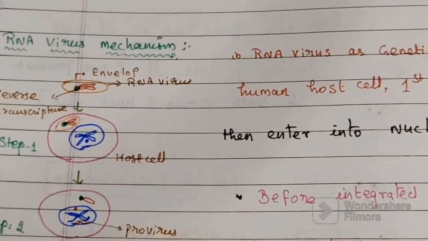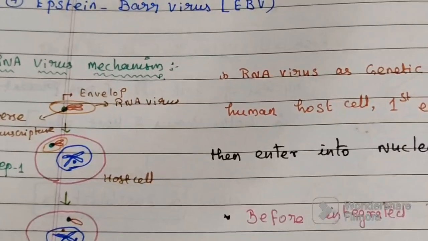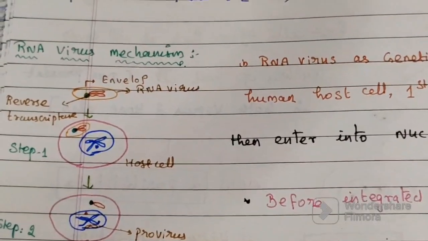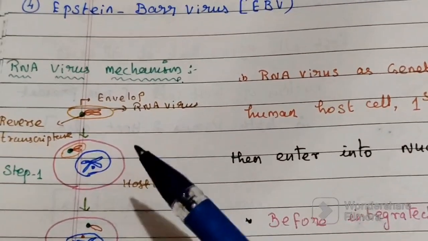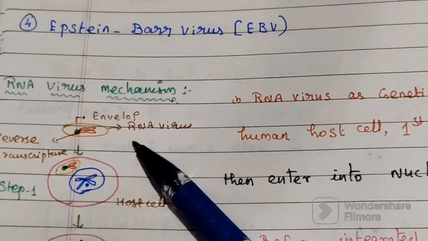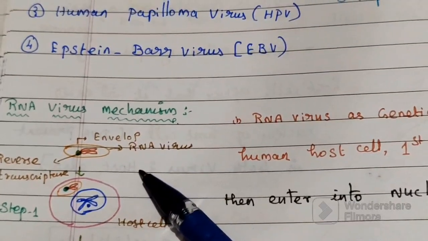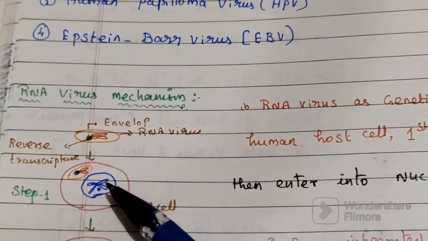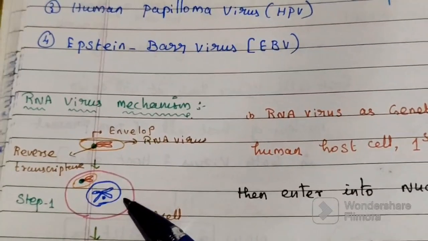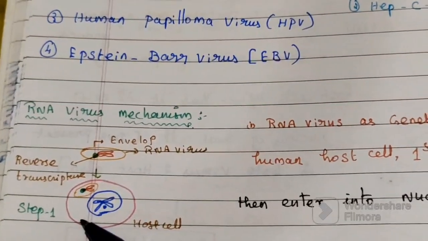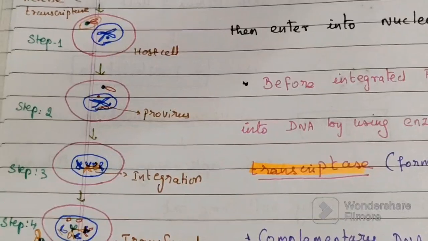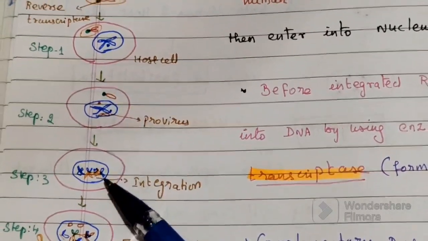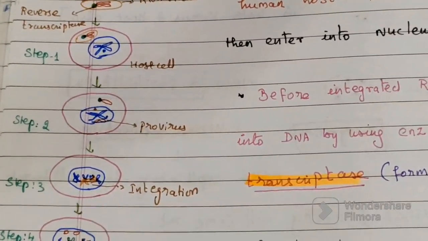Now the mechanism of an RNA virus entering the host. What will happen? See this diagram. This is the RNA virus, and its genetic material is RNA. This virus enters the human host cell. First it enters the cytoplasm, and after that it enters the nucleus.